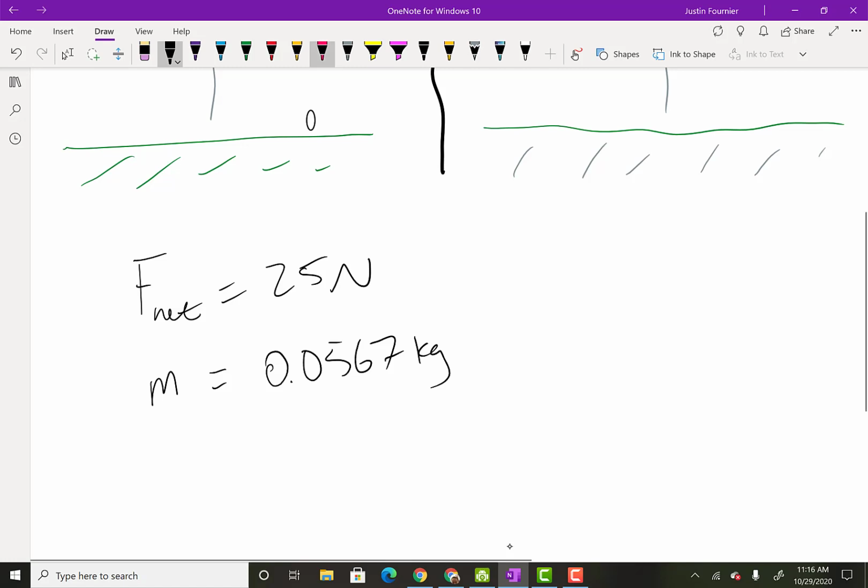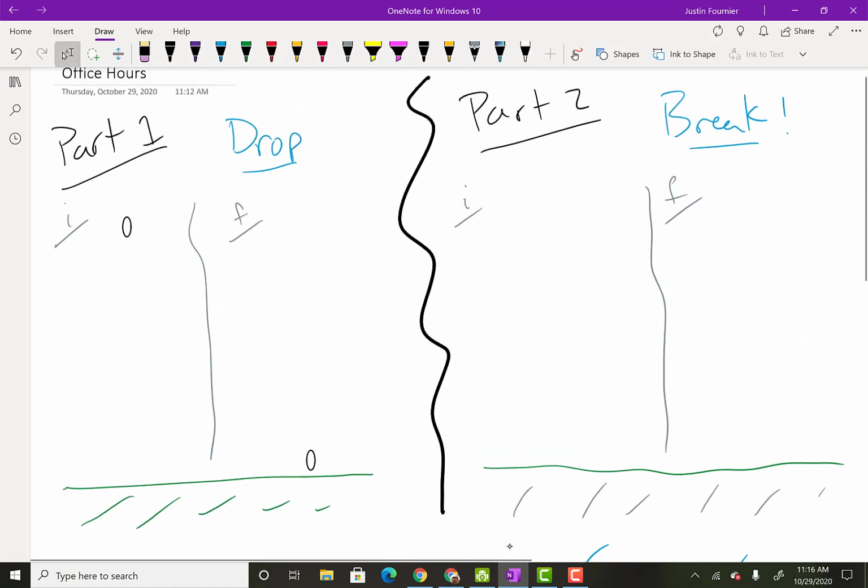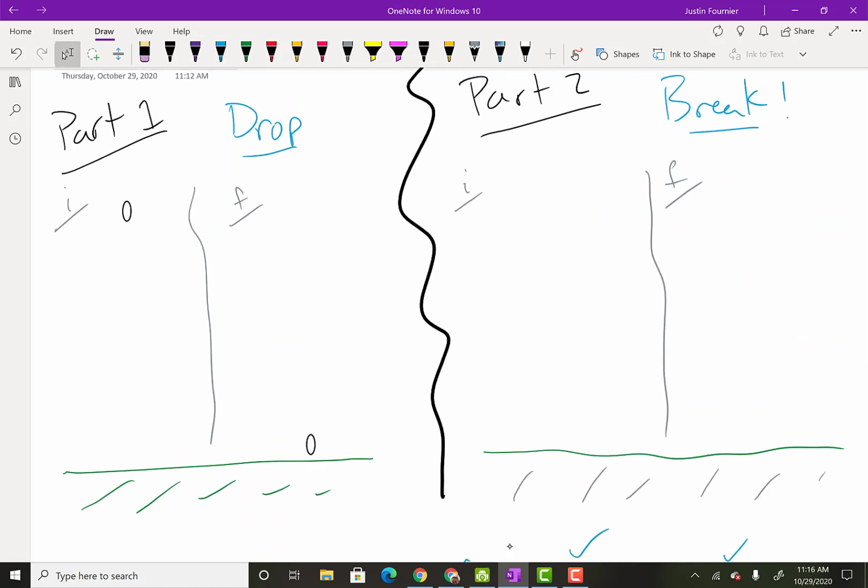Okay. And so we want to use then this F net delta t is equal to mv prime minus mv naught. But the question is, okay, now what, I got this, I got the mass. What about these? What am I going to plug in for these? So here's the thing: you want to split this into two parts.